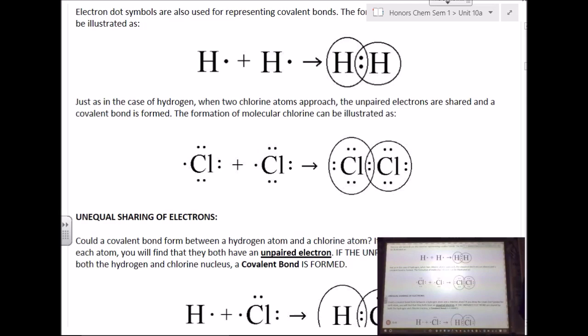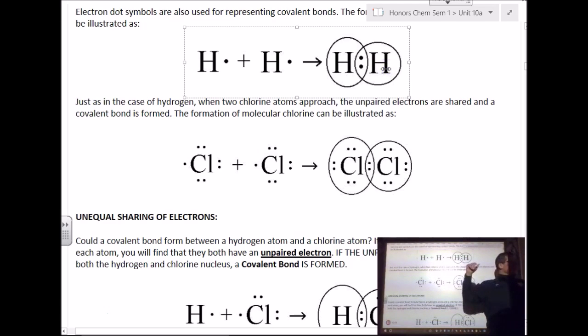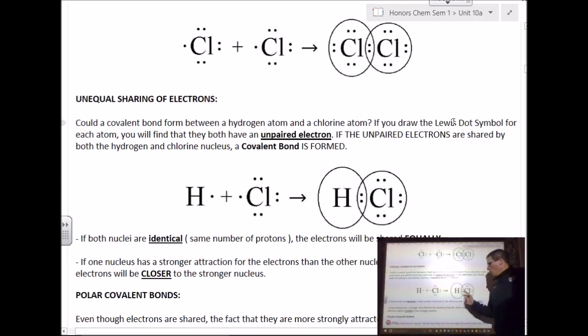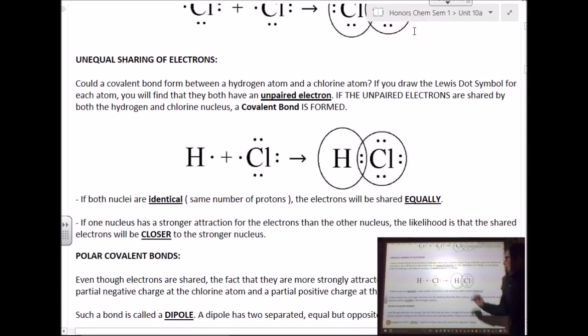There's what's called equal sharing and unequal sharing. If I look at these 2 hydrogens and these 2 chlorines, do you think the 2 hydrogens are sharing these electrons equally or unequally? Equally. Because if it's the same element, kind of like twins, I guess. I don't have any twins. They're going to share those equally. However, if they're different elements, that is not going to be equal sharing. In this case, and we'll talk about electronegativity values in a moment, the chlorine has a greater attraction, or a greater affinity, for that shared electron that hydrogen has.